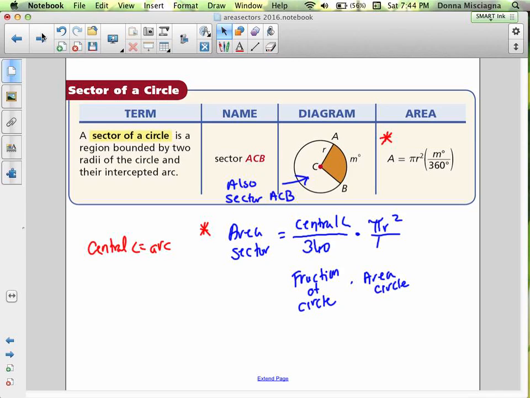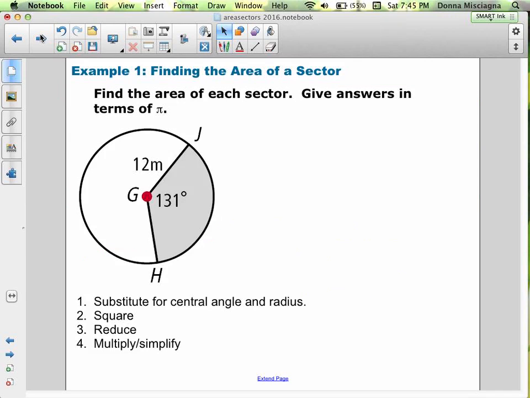Since we only want a part of the area, we're going to use the central angle over 360 to tell us that part. Because if you notice, right here we have a central angle. So literally like we cut out the central angle, right? So we're finding the area, it's called the sector, rather than the central angle, because a central angle is just the angle. The sector includes all of the circle that's in between those two radii.